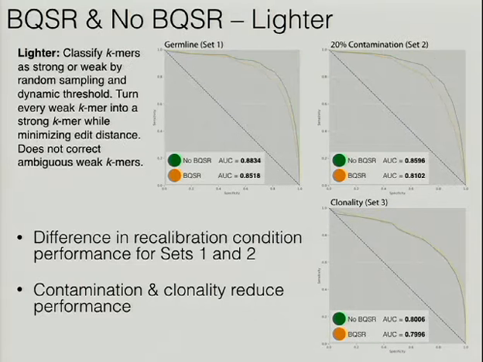And then for Lofreq, we saw a difference in recalibration condition performance for sets 1 and 2 between the no BQSR and BQSR conditions, with no BQSR outperforming the BQSR condition. And again, we saw contamination and clonality reduce performance.